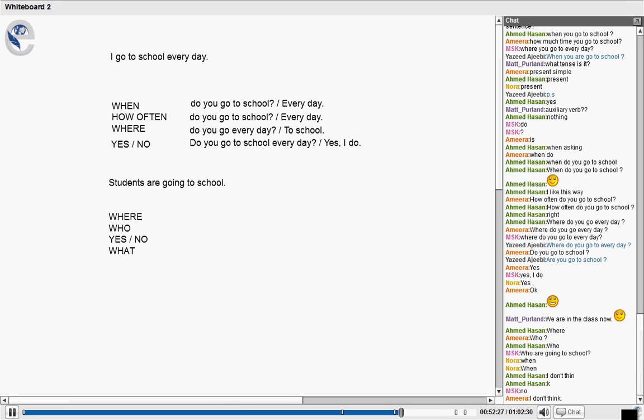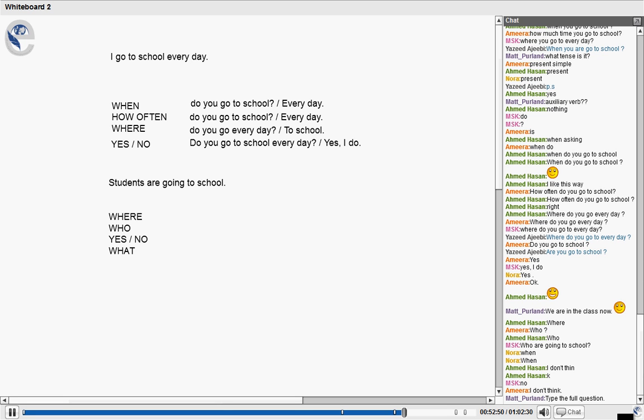So let's use these four. We've got four question words. What is going to be the question then? Students are going to school. Where? Type the full question in the box, please. Use the capital letter and full stop. Where?